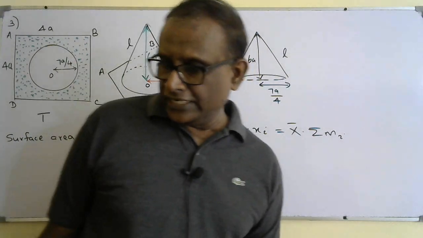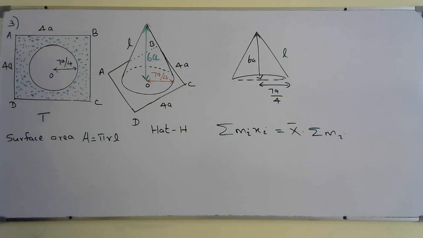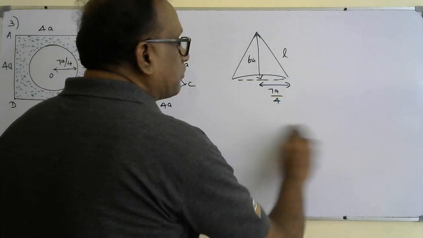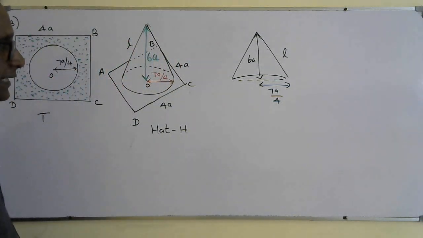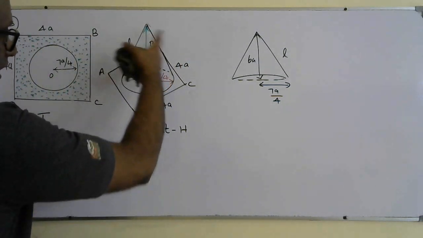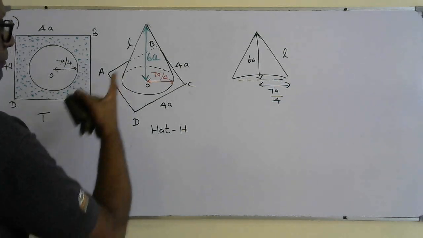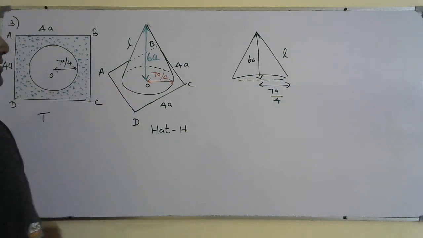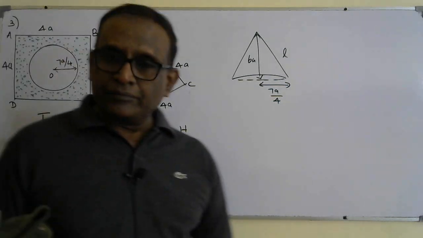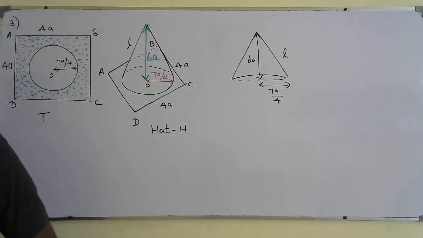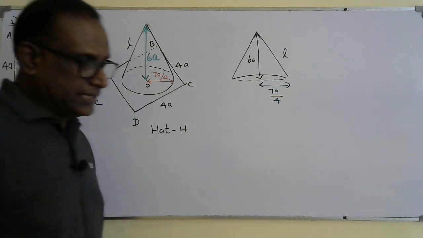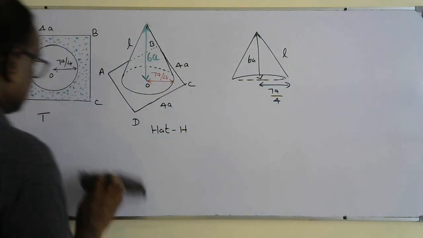So one by one we'll do it. First we'll start with finding the surface area of the template T. Then we'll find the mass of the template T by multiplying by density. We'll find the surface area of the conical shell, then multiply by rho. Then we'll use sigma mi xi over sigma mi to get x bar. That's all. Right, so we'll follow that method.